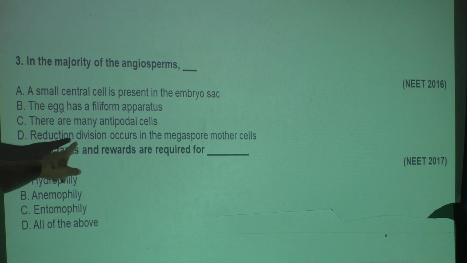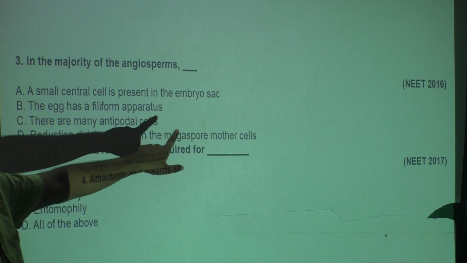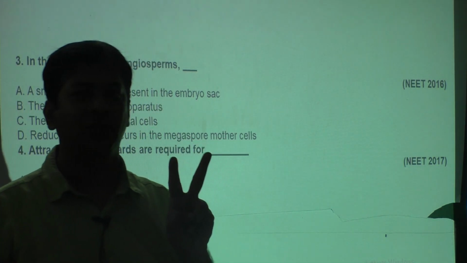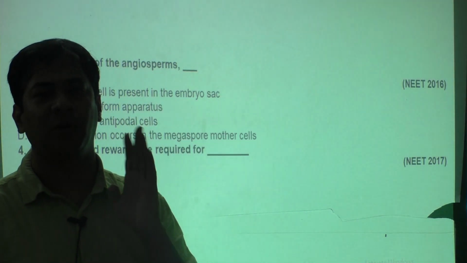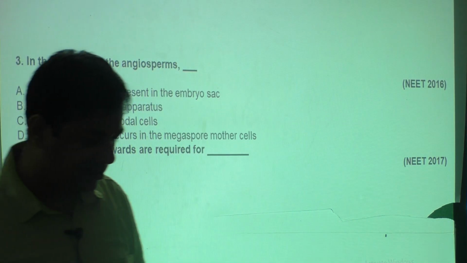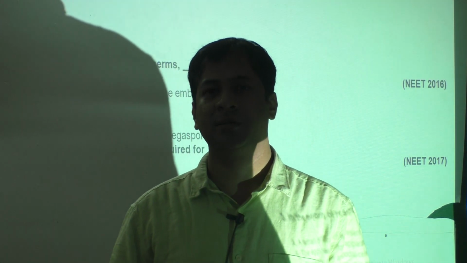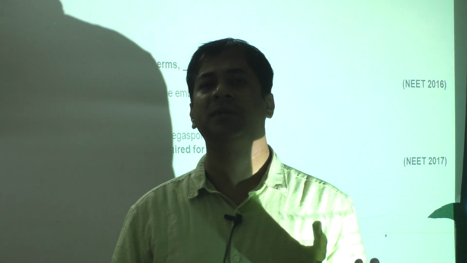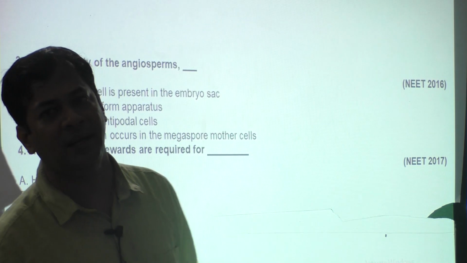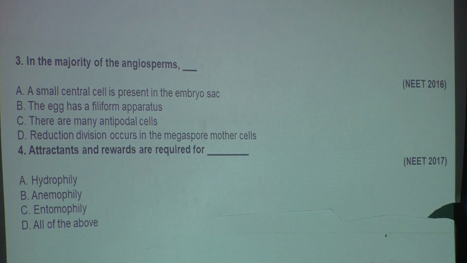In angiosperms, reduction division means meiosis. Meiosis occurs in megaspore mother cells. Meiosis means the 2n number of chromosomes is reduced to half. So the pollen grain will have half the number of chromosomes. Suppose onion has 16 chromosomes in its meiocytes, then how many chromosomes will be there in its pollen grains? So it should be 8, isn't it? So then the egg has a filiform apparatus. That is over.